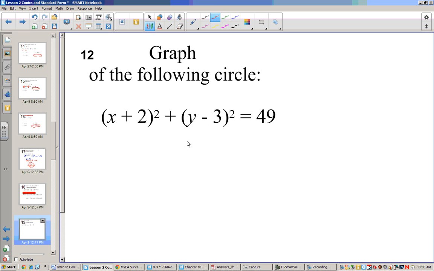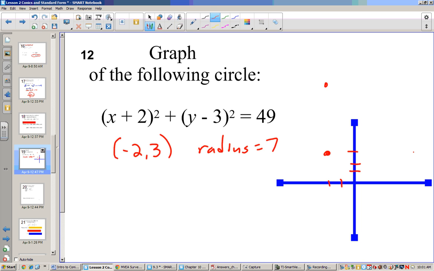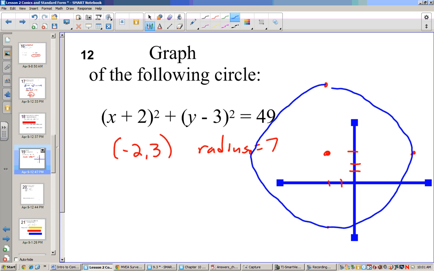Now, if I want to graph this circle, x plus 2 means I go to the left 2, y minus 3 means I go up 3, and my radius is 7. So I'll just draw a quick graph. That's my center. So I'm going to go up 7, to the right 7, to the left 7, and down 7, and then connect all of those points. Hopefully you can draw a little bit better than I can, but that's a rough sketch of my graph.